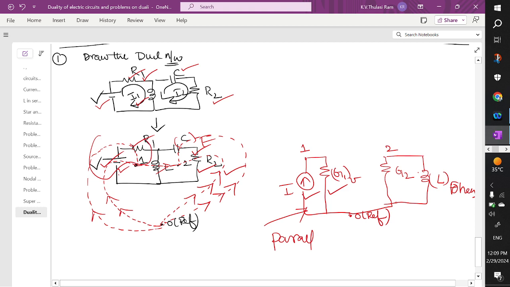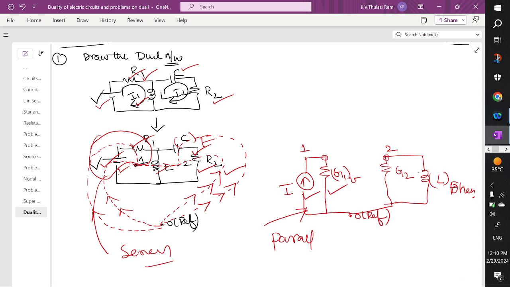So these two are in which connection? Series. So the dual is drawn. Now between 1 and 2 you have an inductor. Now between 1 and 2, this is also first node only, this is also second node only.